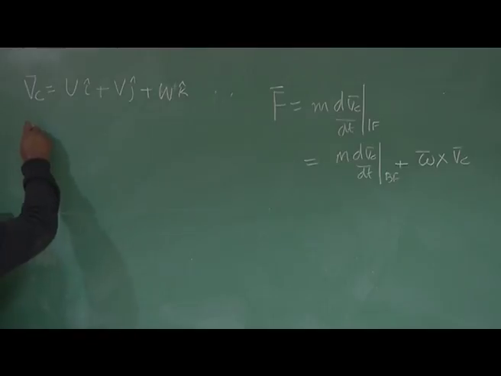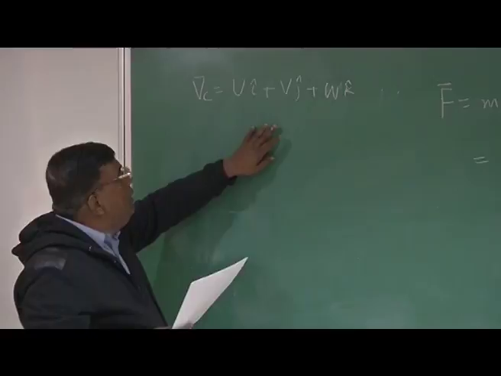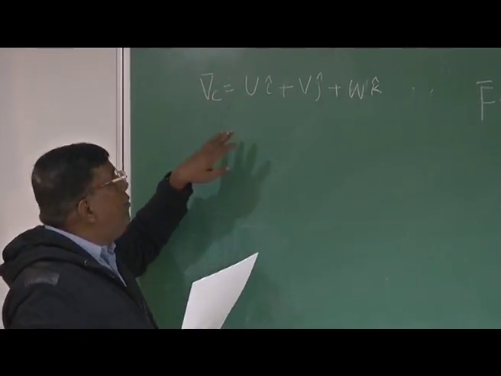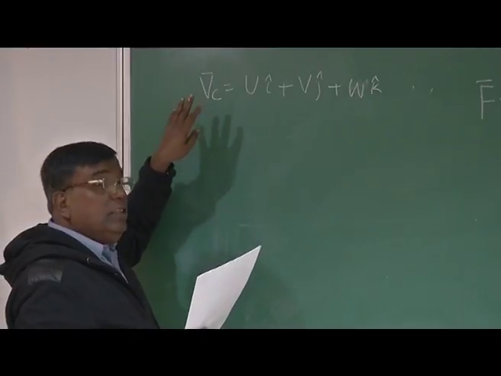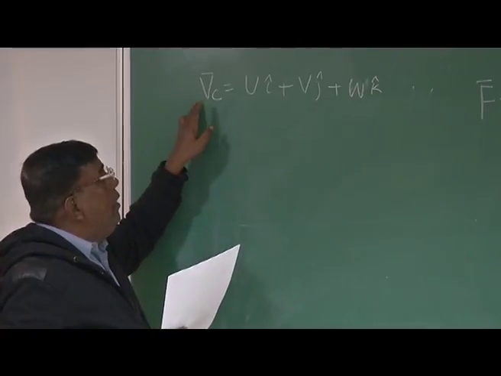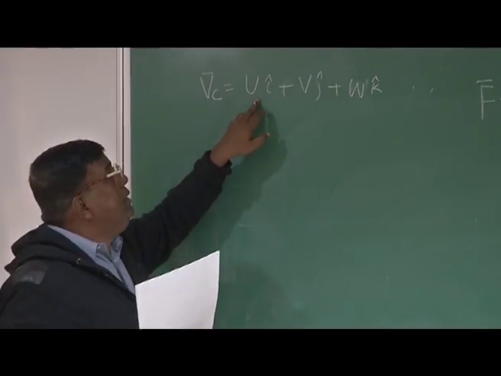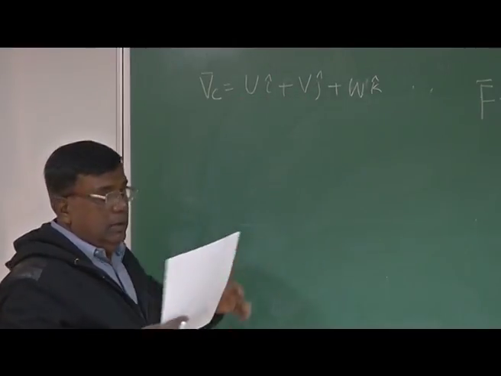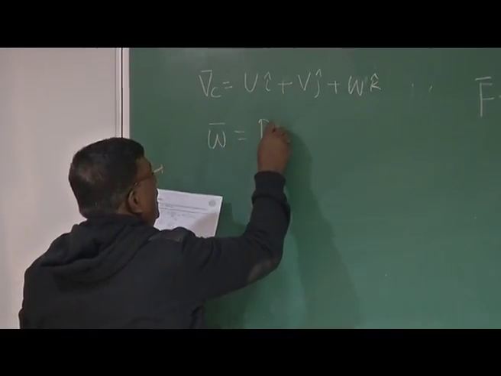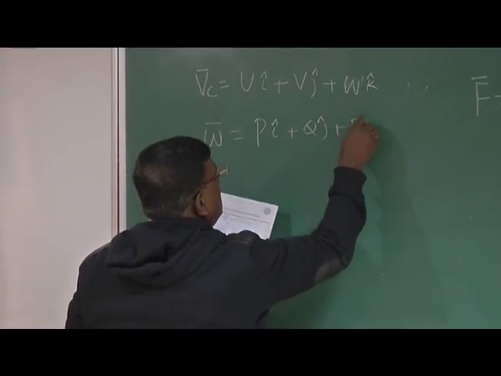And what is omega? Before I come to omega, what is the meaning of u, v, w? It is the x component of Vc, which is measured with respect to the inertial frame, but the x component is resolved into the local body direction, the body-fixed axis i direction. Similarly for v and w. And now omega, I write as P i plus Q j plus R k.